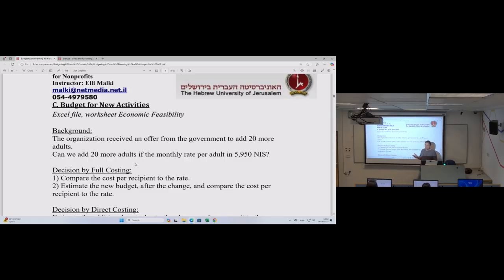How we use direct costing, how we use the economic map and the methods that we learned for change analysis when we want to expand programs. Something obviously more desirable than contracting programs. And again, the example is a real example, and that is an organization, a welfare organization.